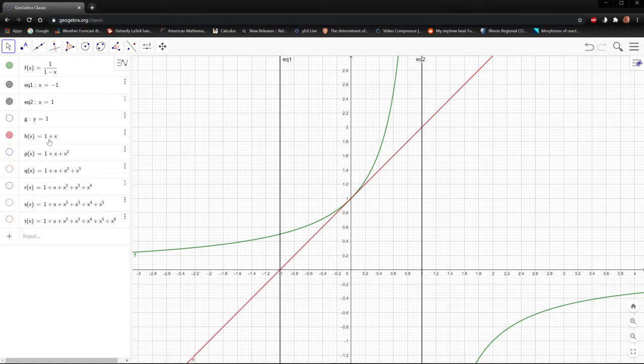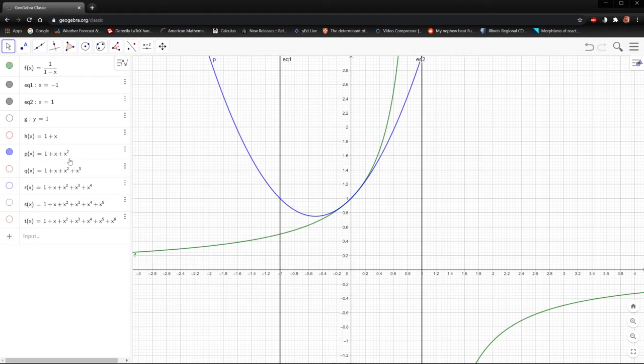The first two terms are 1 plus x. Now you can immediately see that it's a better approximation because we're getting the tangent line. This is exactly what we would get if we were asked to find the tangent line at x equals 0. And indeed, it's a better approximation because it looks like it is agreeing more with the curve in the vicinity of x equals 0.